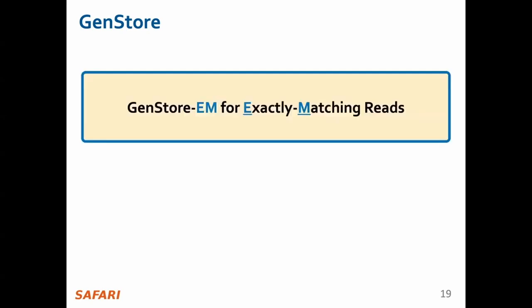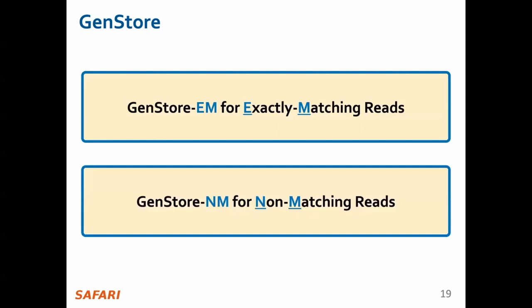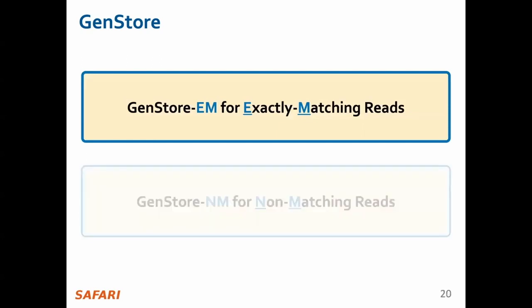So by thorough analysis of the mapping process of reads with different properties and different degrees of genetic variation, we designed two low-cost in-storage filters. First is GenStore-EM for exactly matching reads, and GenStore-NM for filtering most of the non-matching reads. So let's take a closer look at GenStore-EM.